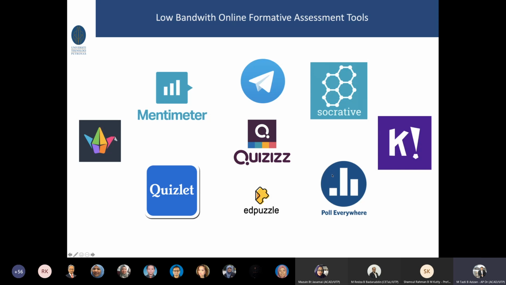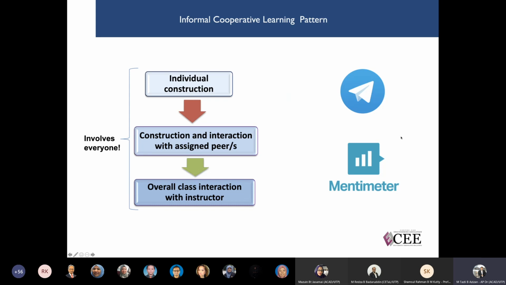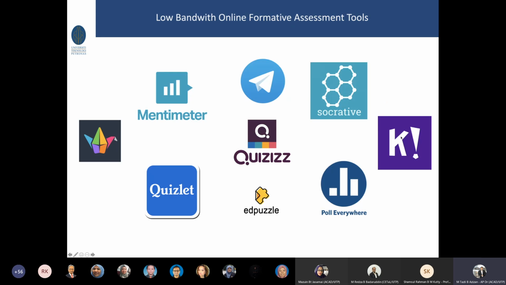So there are many tools that we could use. As I mentioned, we are using online learning, and I call this emergency remote teaching. Why is it emergency? Because the students are scattered during this time, and some of the students have low bandwidth, low internet speeds, all those kinds of things. So we need to consider all those things as well.